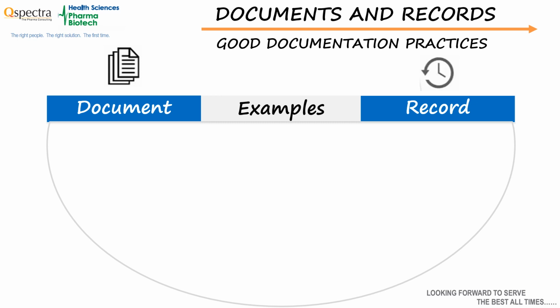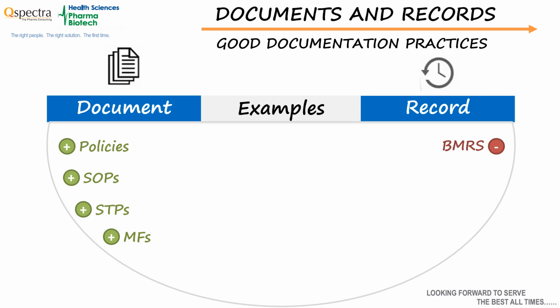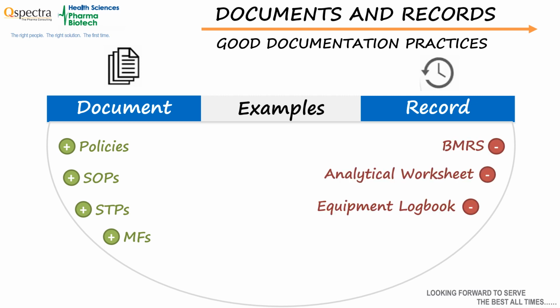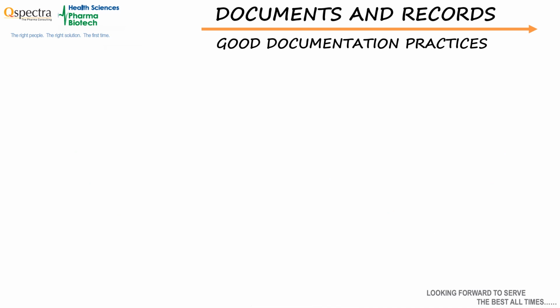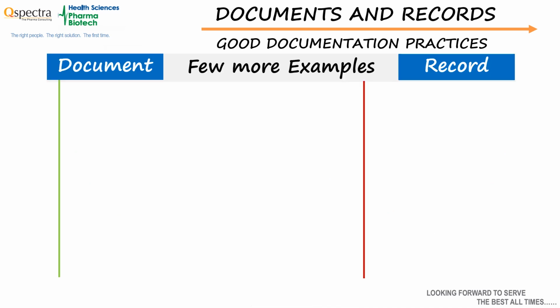Documents, as I said before, they are instructional procedures like policies, standard operating procedures, standard testing procedures, master formulas, etc. When coming to the records, batch manufacturing records, analytical worksheets, equipment logbook, distribution records, etc. are the examples. Here, few more examples of documents and records for your reference.